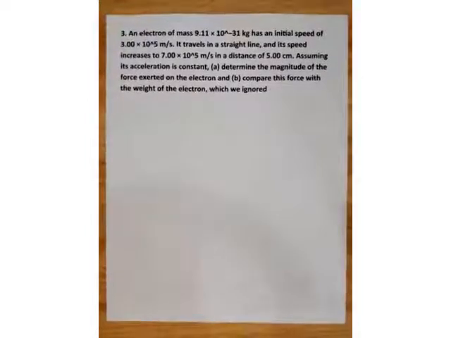Okay. An electron of mass 9.11 times 10 raised to negative 31 has an initial speed of 3 times 10 to the 5 meters per second in a straight line, and its speed increases to 7 times 10 to the 5 meters per second in a distance of 5 centimeters. Assuming its acceleration is constant, determine the magnitude of the force exerted on the electron, and B, compare this force with the weight of the electron, which we ignored.